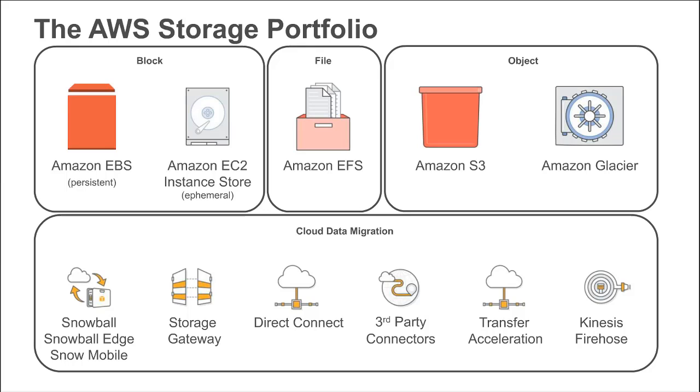We also have data migration services that will help you migrate data into and out of the cloud. These could be offline services like Snowball or Snowball Edge, or they could be online services like Storage Gateway or EFS over Direct Connect. And we also have streaming services that would leverage Amazon Kinesis Firehose.